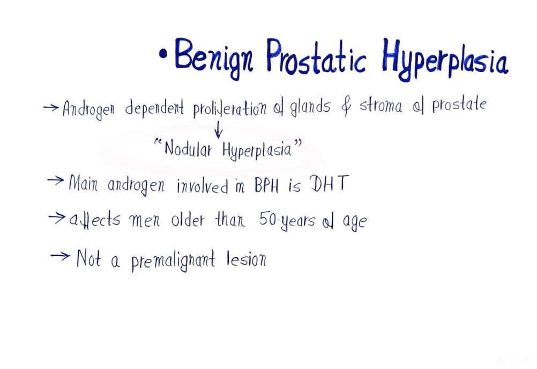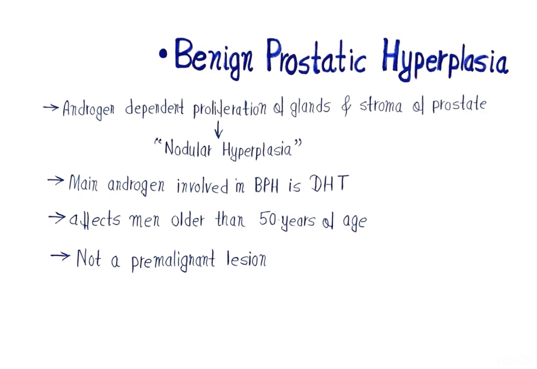And the main androgen involved in BPH is dihydrotestosterone, that is DHT. BPH commonly affects men who are older than 50 years of age, and it is not considered as a pre-malignant lesion. That means it does not act as a precursor for the development of prostatic cancer.